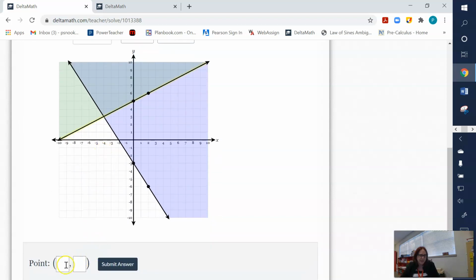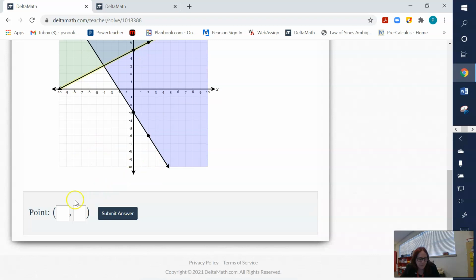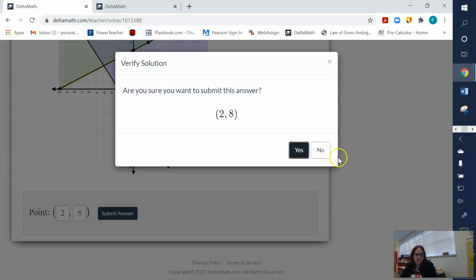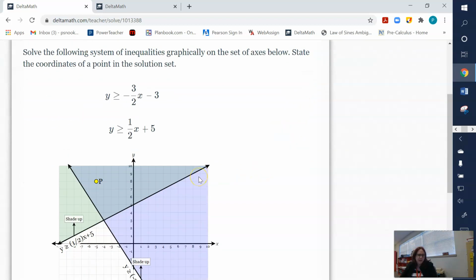And it is asking us for a point in the solution set. So I'm going to come over here in the dark green area. I can pick any point I want. So how about x is 2 and y is 8? So I'm going to put 2, 8. Got my green check, so I got it.